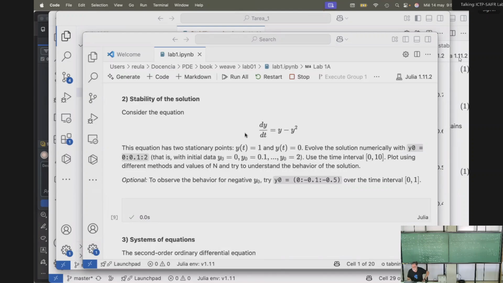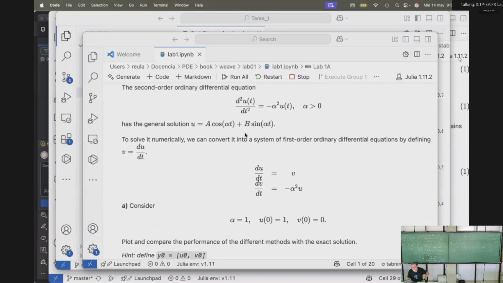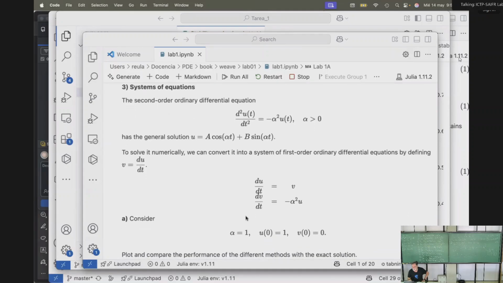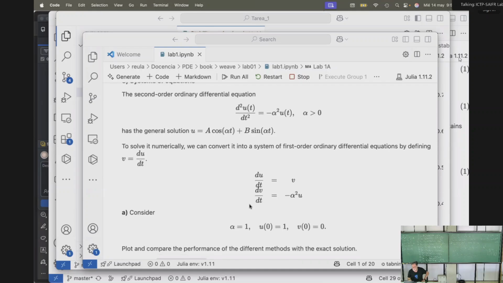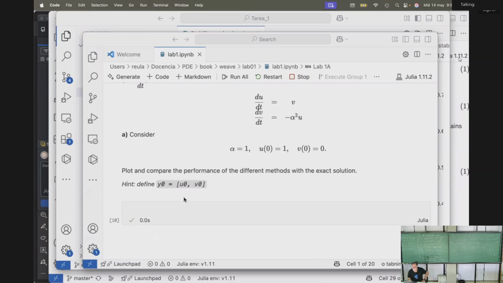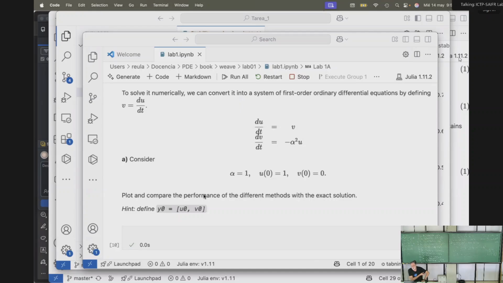And now you consider this function that was the one that we discussed also, the bacterial growth. And now we work with the system of equations. You treat, for instance, the harmonic oscillator. You know the general solution is this, but you convert it into a first order system, as we did. Consider these initial values, this parameter and these initial values. And you can use everything as before. The only thing is that you have to define, for instance, the initial position with two numbers, U0 and V0. It's not difficult. And that will be the end of the lab.